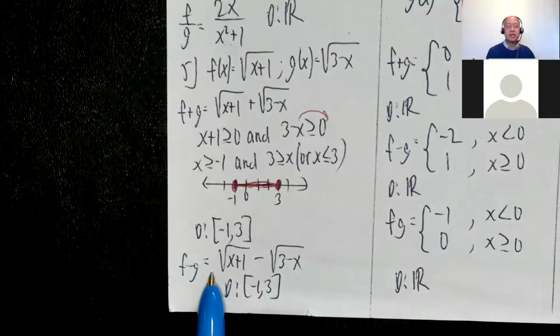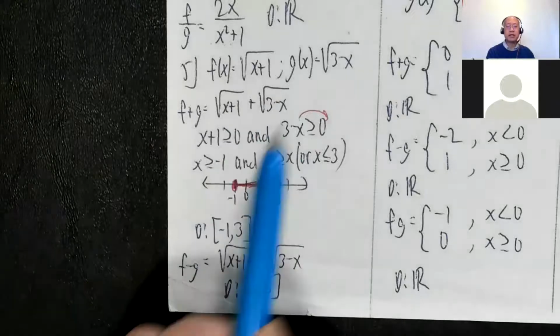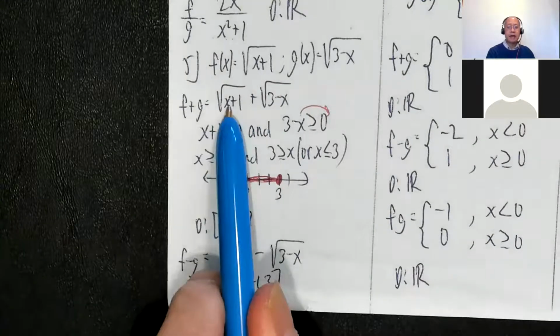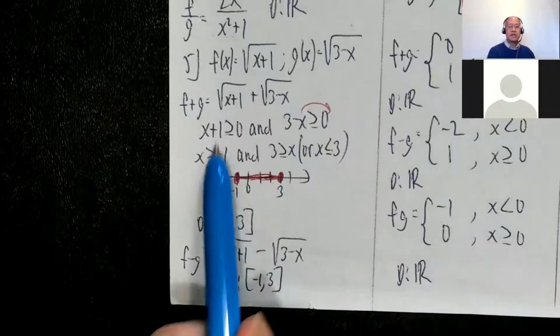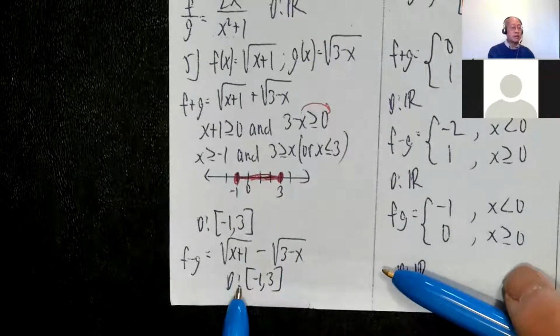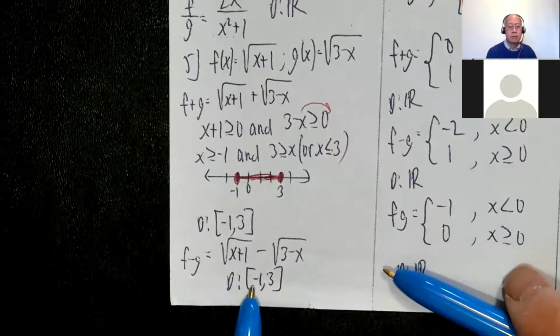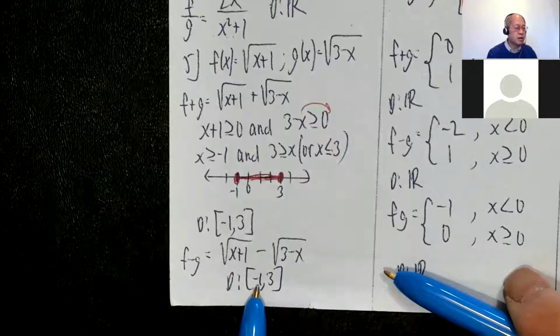Okay, f minus g, well, the only difference is I put a minus sign. So instead of that plus that, it's that minus that. All this algebra is identical, so it has the same domain. Bracket negative 1, 3.